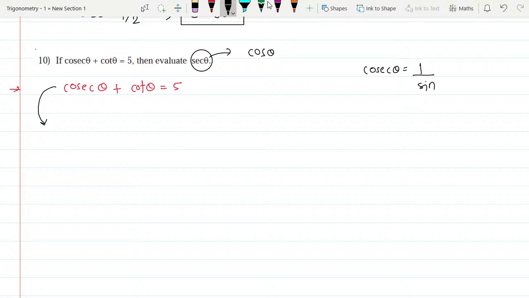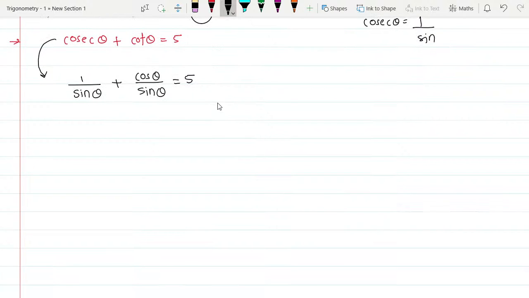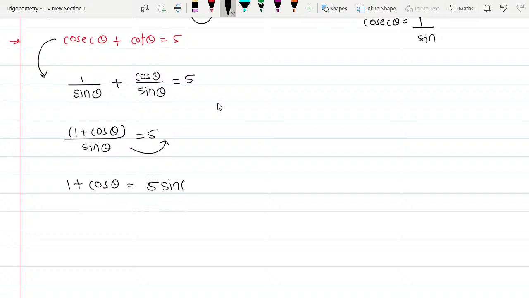So cosec theta is nothing but 1 by sin theta plus cot theta is nothing but cos theta by sin theta, which is equal to 5. See, now the denominator is the same, so you can directly add the numerators. So I will have 1 plus cos theta divided by sin theta, which is equal to 5. So if I take the sin theta this side, what I will get is 1 plus cos theta equals 5 into sin theta.